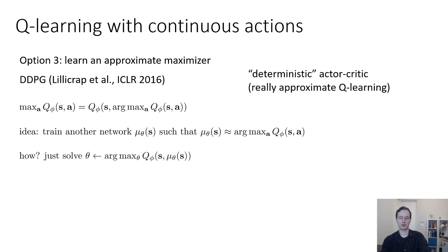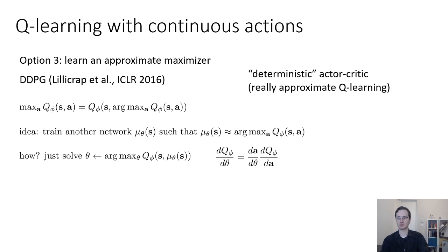How do we do this? Well, you just solve for theta to find the theta that maximizes q phi at s comma mu theta s. So you basically push gradients through your q function and maximize. And you can use the chain rule to evaluate this derivative. So dq phi d theta is just da d theta, which is the derivative of mu theta, times dq phi da. So you can obtain this derivative by backpropagating through the q function and into the mu, and then into the mu parameters.